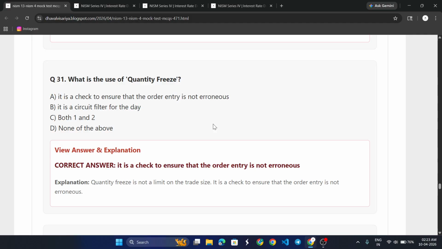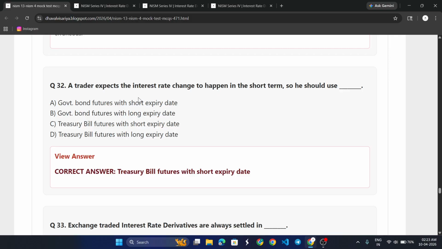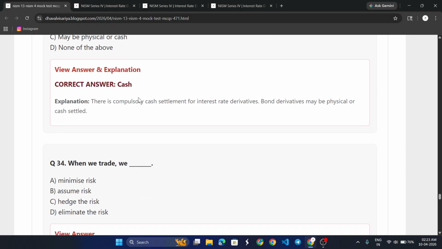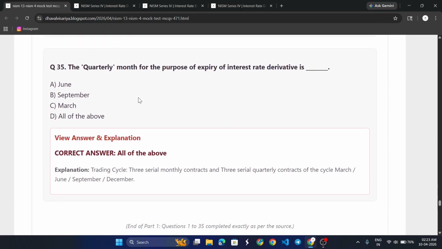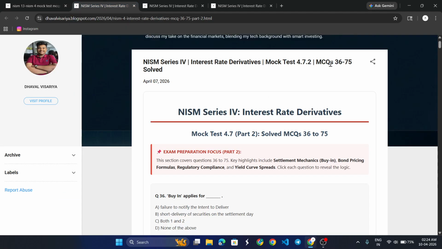What is the use of quantitative risk limits? It's a check to ensure that the order entry is not anonymous. A trader expects the interest rate to move in the short term, so he should use treasury bill futures with a short expiry date. Exchange traded interest rate derivatives are always settled in cash. When we trade, we assume risk. The quarterly months for the purpose of expiry of interest rate derivatives are March, June, September and December. Look at every three months: January, February, March, then March; April, May, June, then June; it goes like this, three quarterly. Okay, we have completed 35, so the second block is 36 to 70.